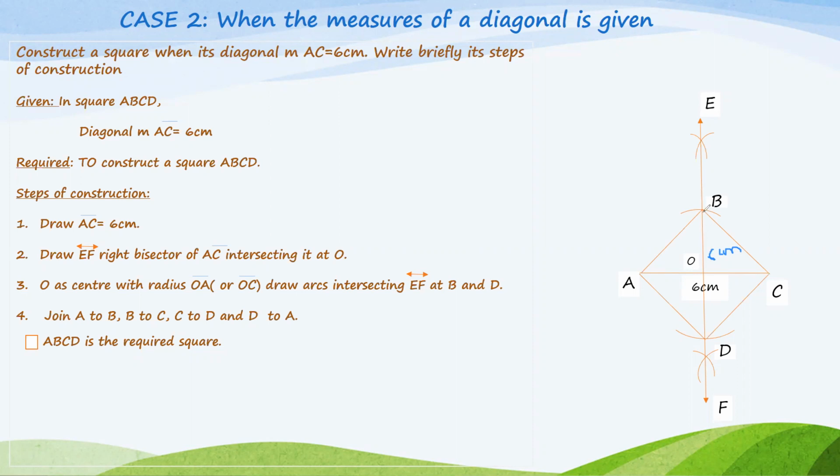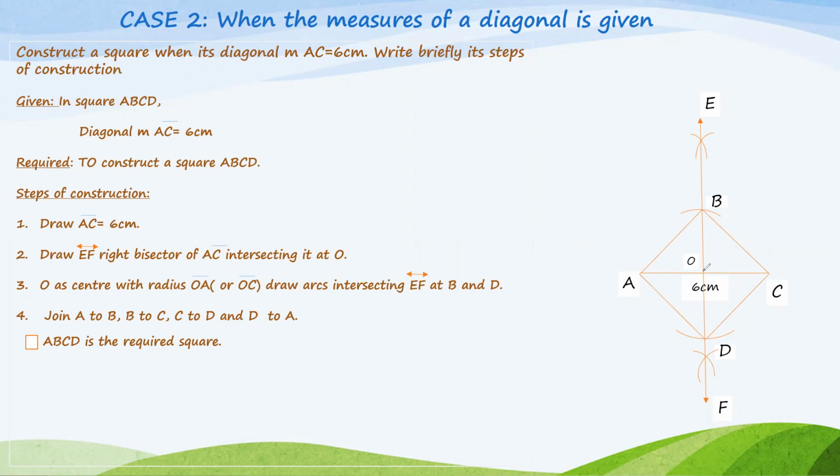Why must BD be equal to 6 centimeters? Because AC and BD are the diagonals, and the diagonals of a square bisect each other. They are congruent and they are perpendicular as well. So if BD and AC are both equal to each other, that means you have drawn the correct square.